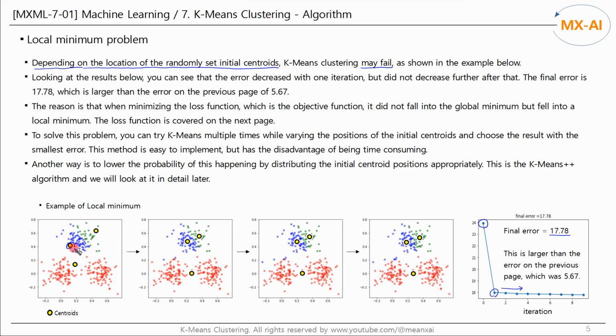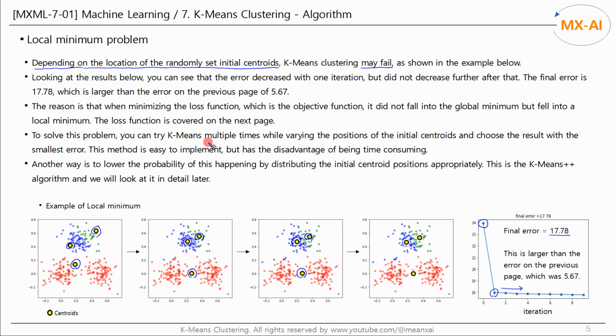The locations of the initial centroids are as follows. You can see that the centroids move once through the training process, but can no longer move after that. The reason is that when minimizing the loss function, which is the objective function, it failed to converge to the global minimum and fell to a local minimum. The loss function for KMeans is covered on the next page.